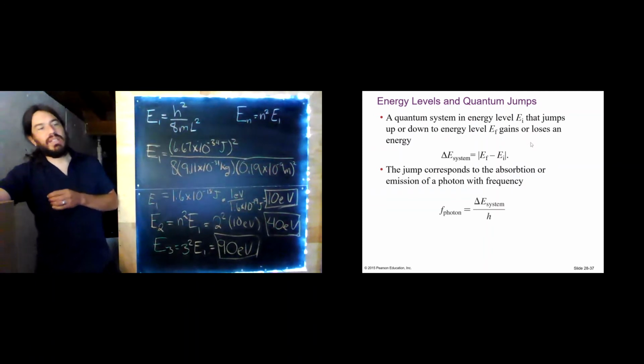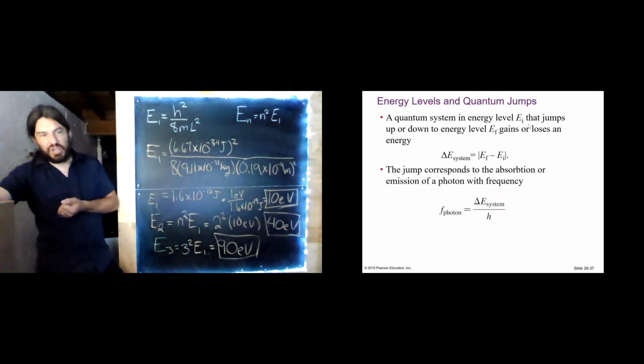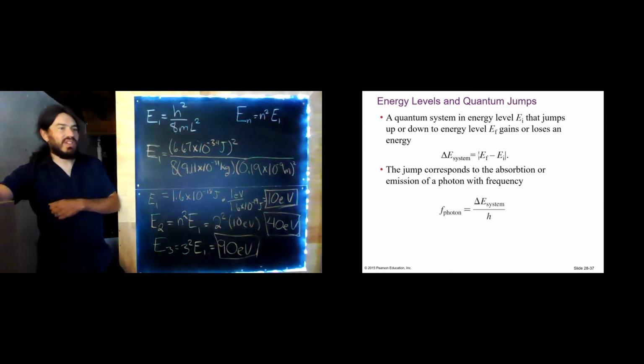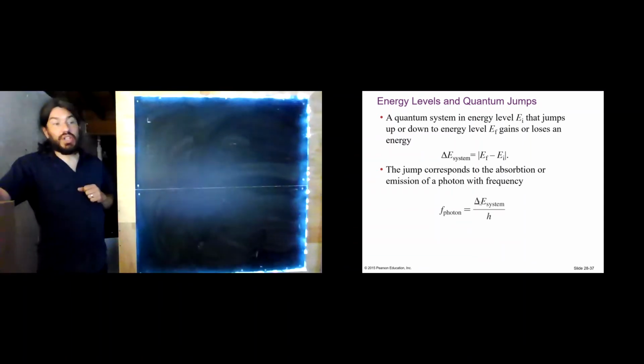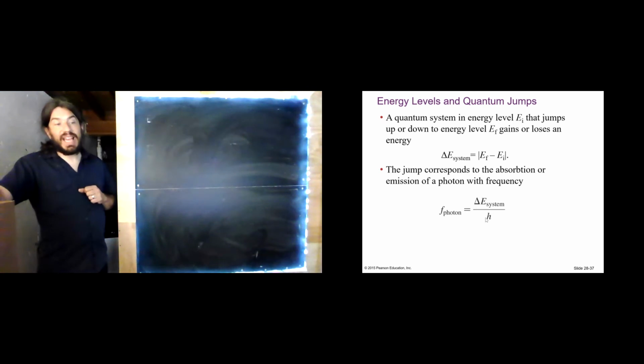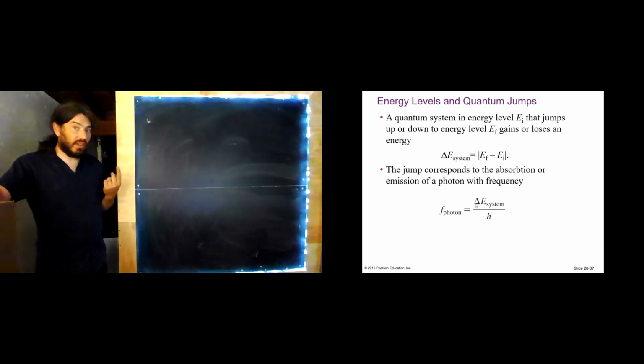So a quantum system in energy level i, so this is the initial, jumps up or down to some final. It gains or loses an amount of energy equal to the difference between those two. And so we always just say that this is a positive number. We'll use absolute values here. The jump will correspond to the absorption or emission of a photon with frequency equal to this. And again, this is just using our equation for the energy of a photon. The energy of a photon is h times f, and the system will absorb a photon if it's moving up in energy level, and if it's moving down in energy level, it will release a photon.